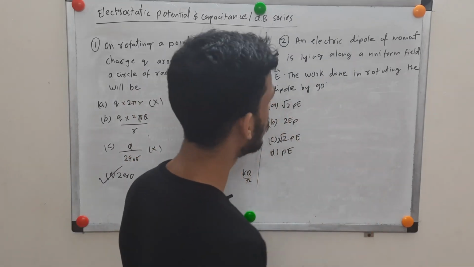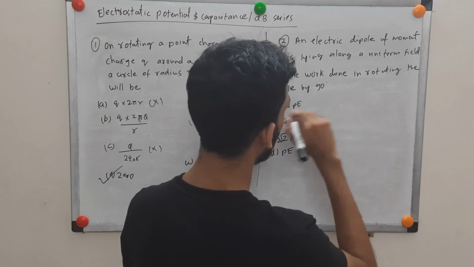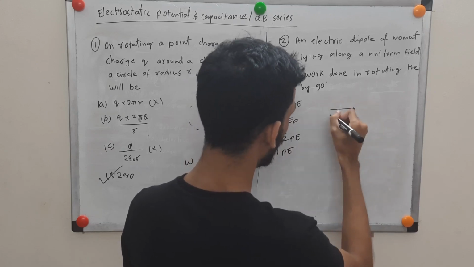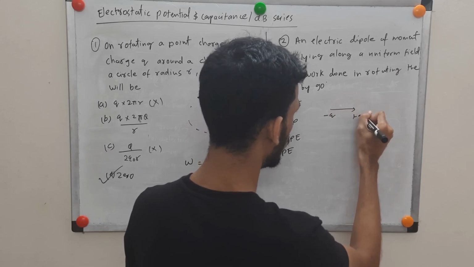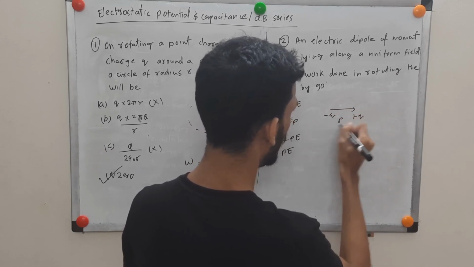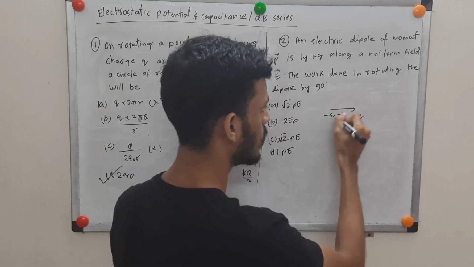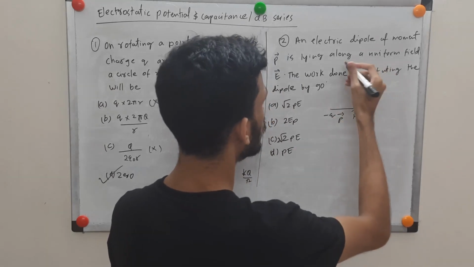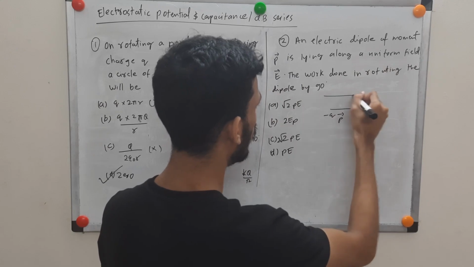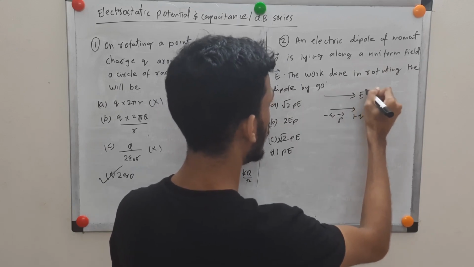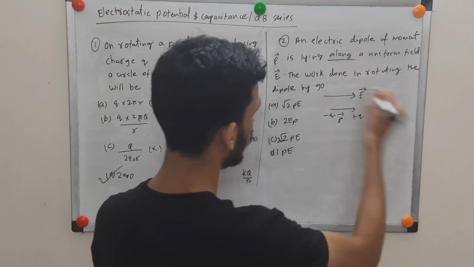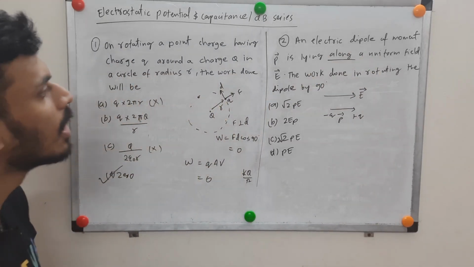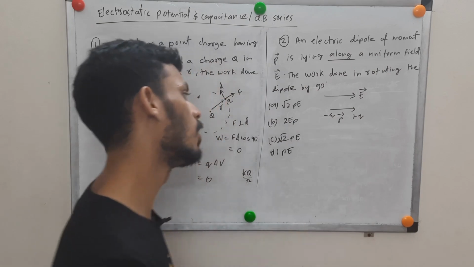So let's come to question 2. Here we have a dipole which is initially lying along the field, so minus q to plus q, and this is your dipole moment. Of course it goes from minus q to plus q. Then we have the electric field which is also in the same direction, so both are in the same direction initially. We need the work done in rotating the dipole by 90 degrees.